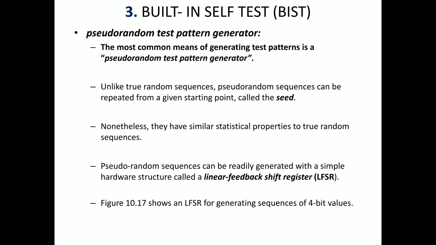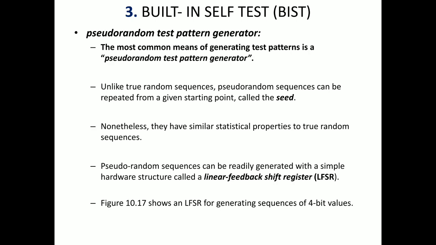Pseudo random sequences can be readily generated with a simple hardware structure called a linear feedback shift register. We know that a shift register is a combination of registers where the data will be shifted in and shifted out. Feedback means there will be feedback to the input from one of the outputs of the registers. Linear means the shifting of data will be in a linear fashion. We will take an example of a 4-bit LFSR. The linear feedback shift register is called LFSR.